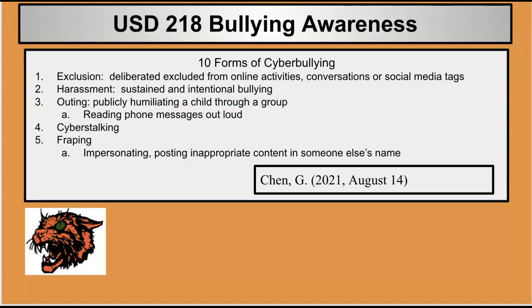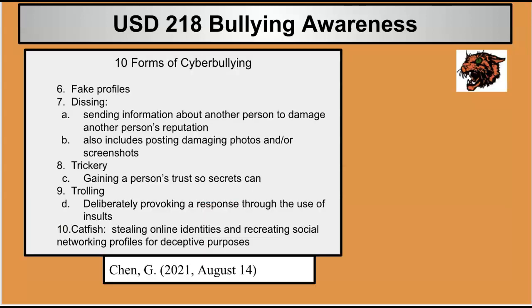The one thing I learned through the articles that we were assigned to read is there are 10 forms of cyberbullying. I was not aware of this, and this is something that I will present to our staff for our new teacher orientation as well as our back-to-school orientation. There are 10 forms of cyberbullying. We have exclusion, harassment, outing, cyberstalking, and frapping. Never heard of this, but believe me, I will be looking into it even more. We also have fake profiles, dissing, trickery, trolling, and catfish. These will all be presented to my staff when we go back to school in August.